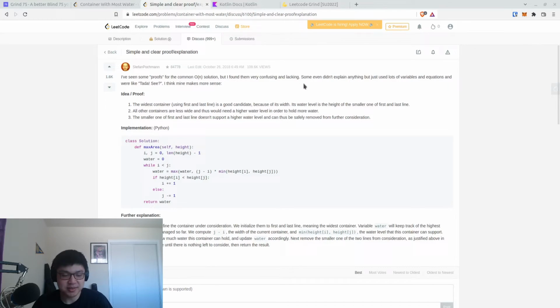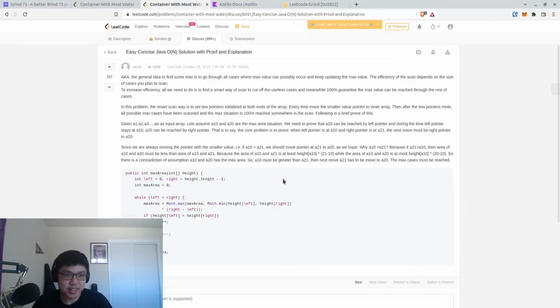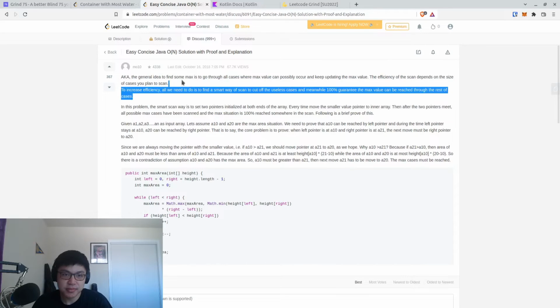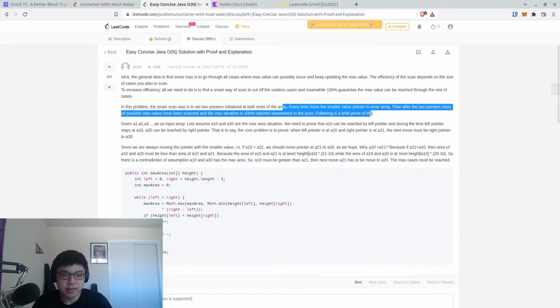Oh gosh, I really hope that this doesn't get asked in an interview before I fully understand the rationale behind this. Maybe there's some other better explanation here with proof and explanation. General idea: to find some max, go through all cases. Yes, I just cut off the useless cases. Okay, and then every time we move, after the two, all the maximum cases have been scanned.